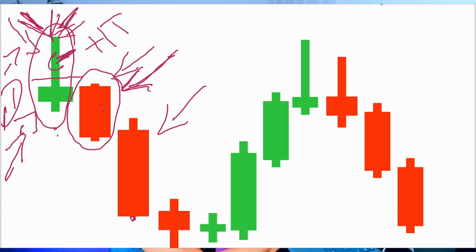You notice it doesn't really have a wick down here, and that's because the candlestick opened here and then it went up and down and did its thing, and it actually closed right there. So it didn't actually form a wick because it didn't go lower and then back up again.